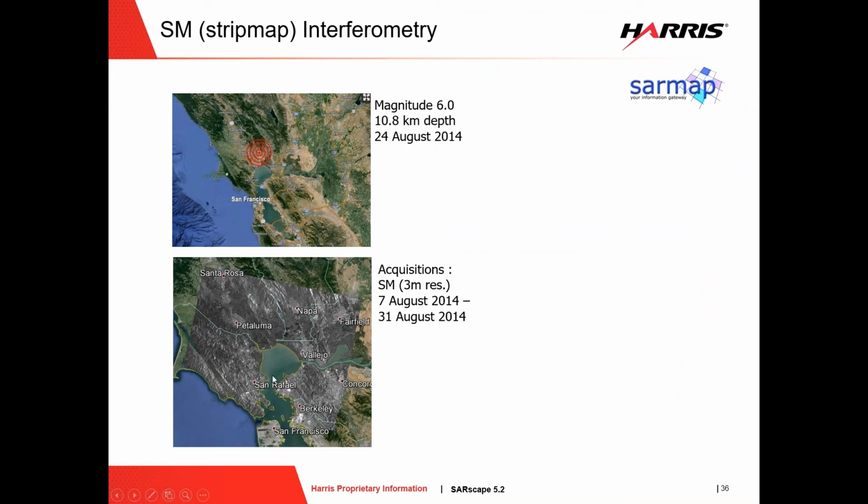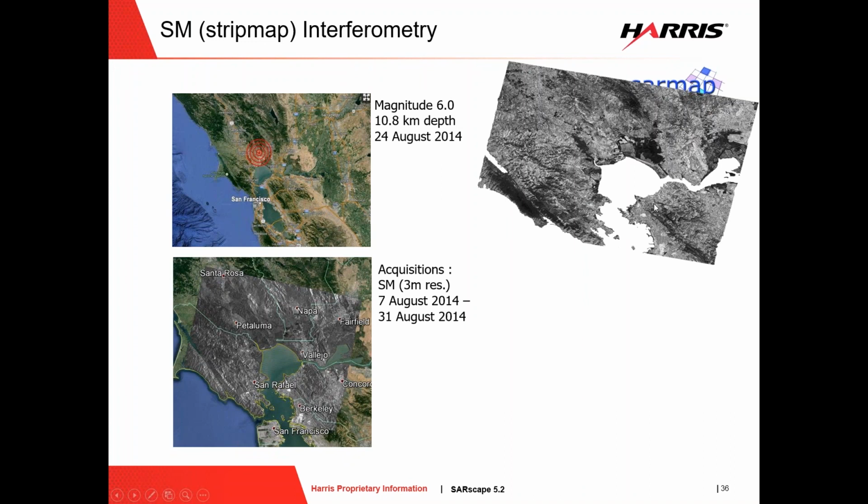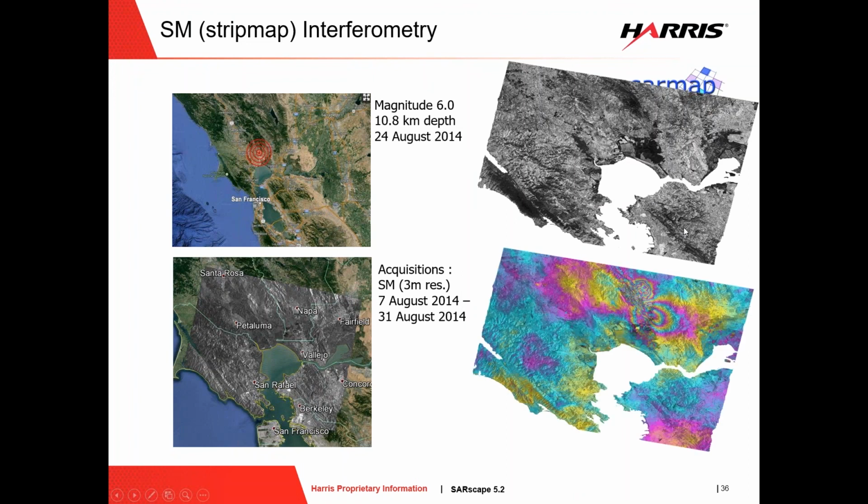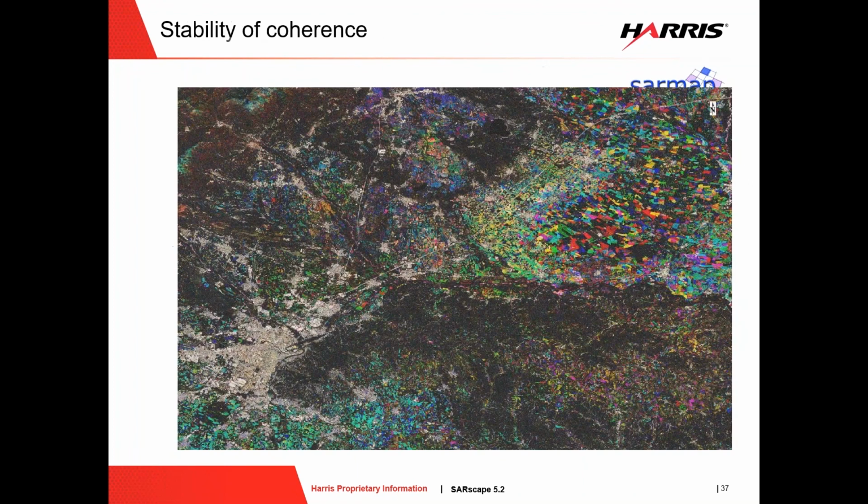This is an amplitude image of the area. Coherence image, very good coherence in 2 cycles of Sentinel-1. And this is the corresponding interferogram. So we can see at high resolution, about 3 meters resolution, the full pattern of the deformation. As said, 12 days of repeat cycle.